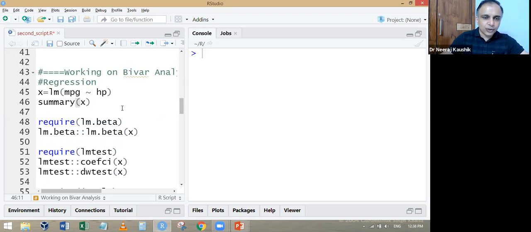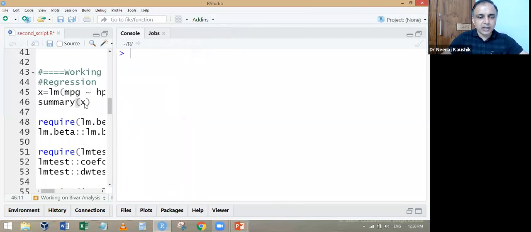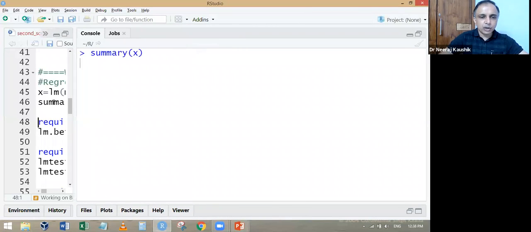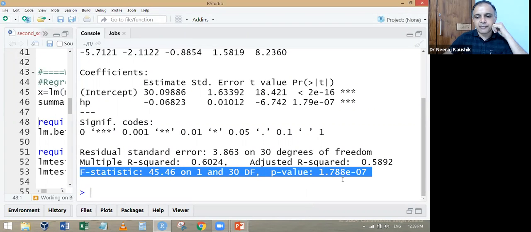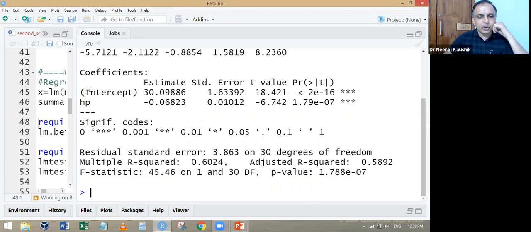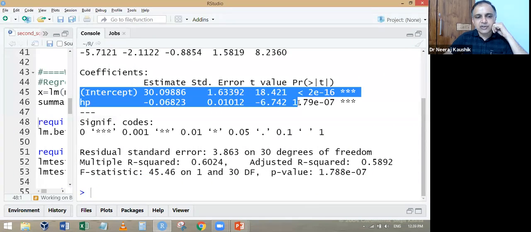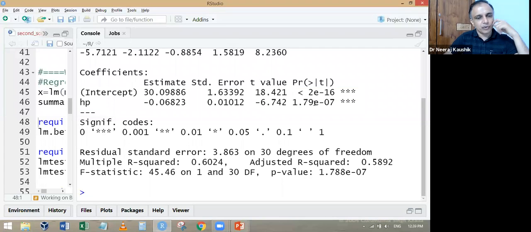So when you go for the summary of this one, just see, are we getting all the values or not? This is the first thing: F statistic of 45 and P value very, very less. Model is good. Number 2, for intercept as well as for the HP, T value is large and P value is very small. Good. Third thing, what will be the regression equation?